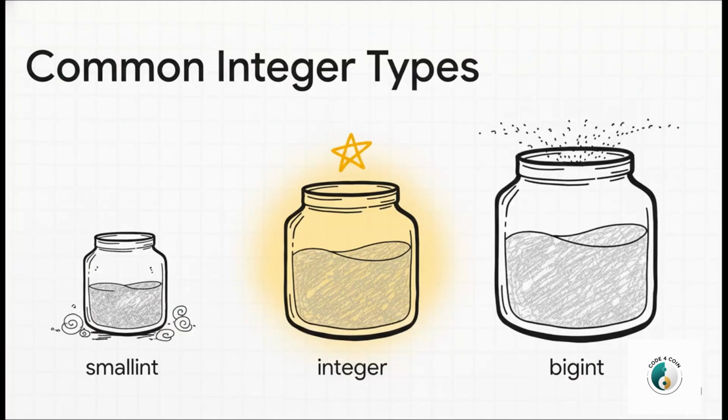Okay, for your basic whole numbers, things are pretty straightforward. Integer is your workhorse. It's the default choice for pretty much everything. User IDs, item counts, you name it. You only really need to pull out bigint if you expect your numbers to get truly massive, like past 2 billion. And smallint, honestly, in today's world of cheap storage, you'll almost never need it.